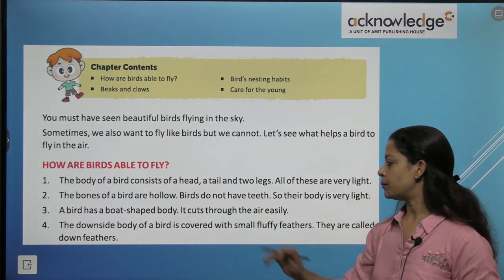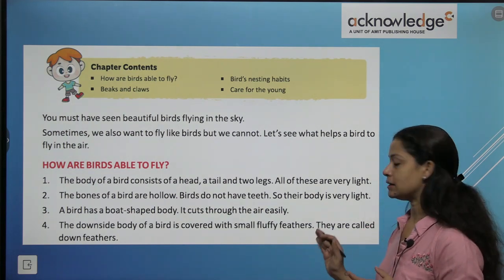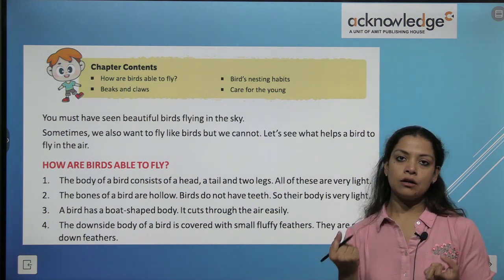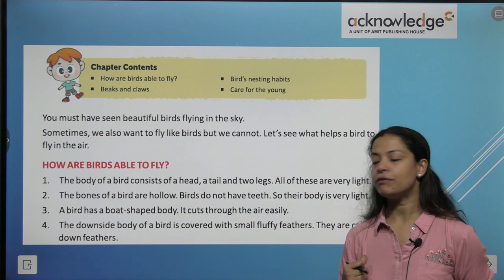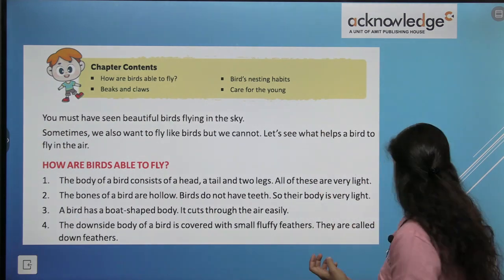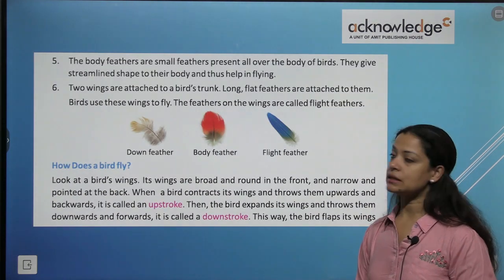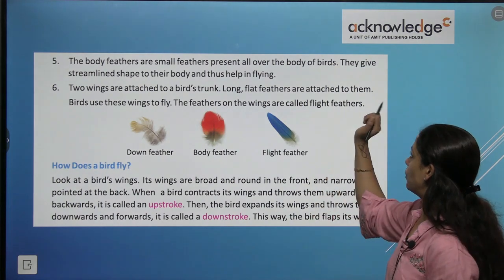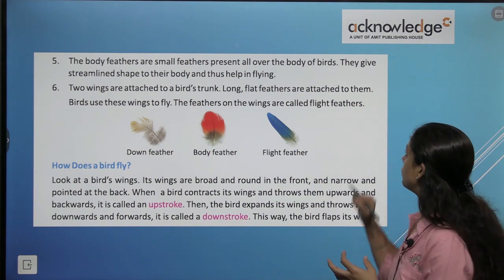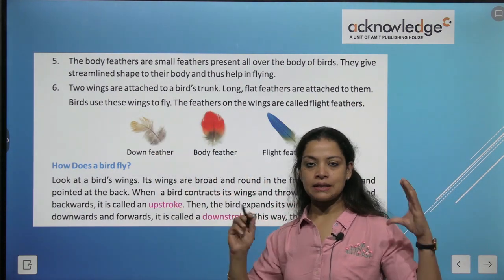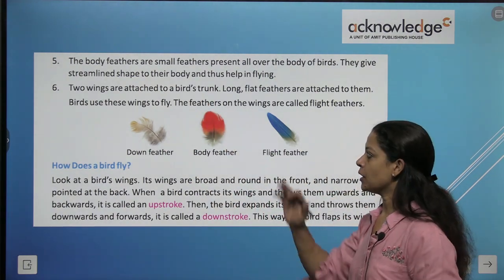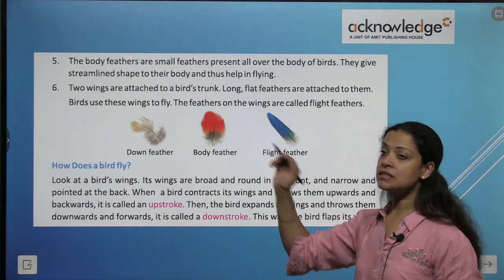The downside body of a bird is covered with small fluffy feathers. जो उसका नीचे के body part होता है, that is covered with very fluffy and heavy quantity of feathers. They are called down feathers. Now the body feathers are small feathers present all over the body of birds. Since ये नाम ही ऐसा है body feather, so it means it covers the entire body. They give streamlined shape to their body, and thus it helps in flying.